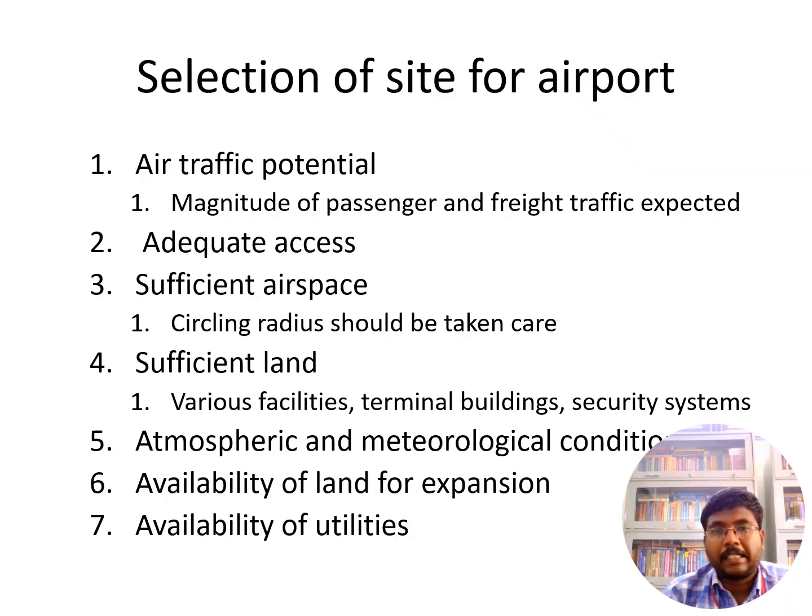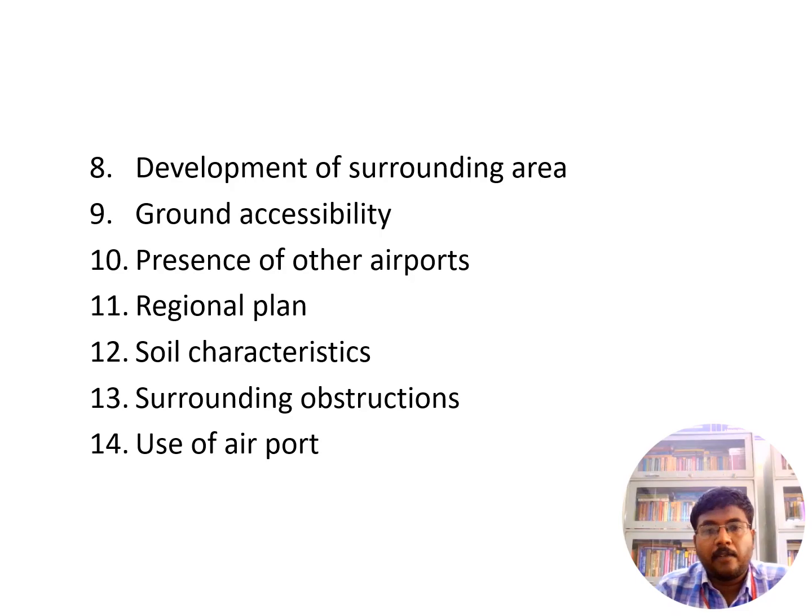Next we see about the site selection of an airport. The following points are taken into account during site selection of an airport. First one, the air traffic potential, adequate access, sufficient airspace, sufficient land, atmospheric and meteorological conditions, availability of land for future expansion, and availability of utilities. The following points are also considered during the selection of an airport: development of the surrounding area, ground accessibility, presence of other airports, regional time, soil characteristics, and use of the airport.